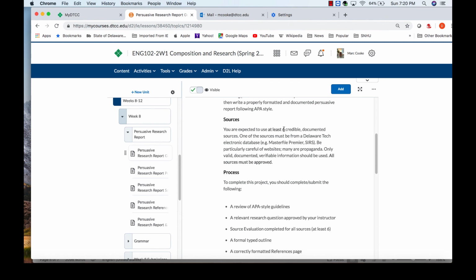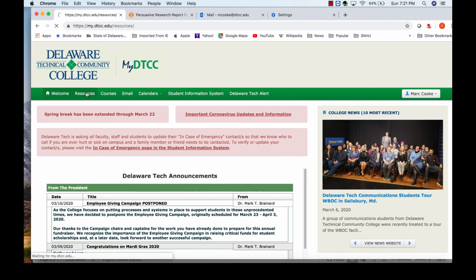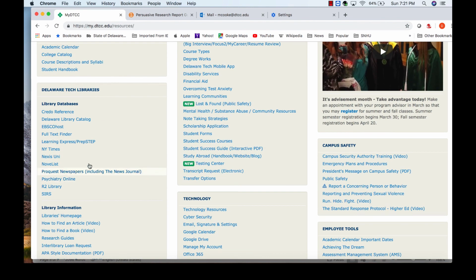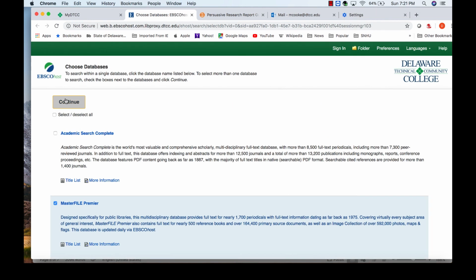So you're expected to use 6 credible documented sources. One of the sources must be from the database, either Masterfile Premier or SIRS. So just to show you where to go, you go back to the Delaware homepage and go to Resources. And over here are the Delaware Library databases. SIRS is here at the bottom, and then Masterfile Premier is under EBSCOhost. And then you choose Masterfile Premier and then hit continue.